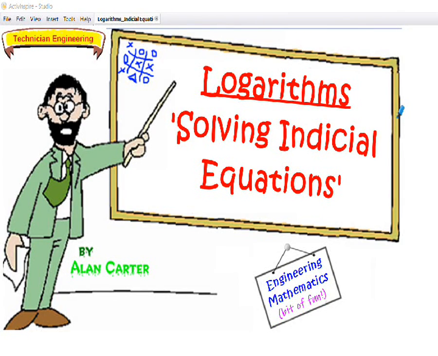Hello and welcome to this presentation on logarithms. This presentation assumes you have seen two previous presentations, one on the definition of a logarithm and one on the laws of logarithms, both of which we'll be using in this work.